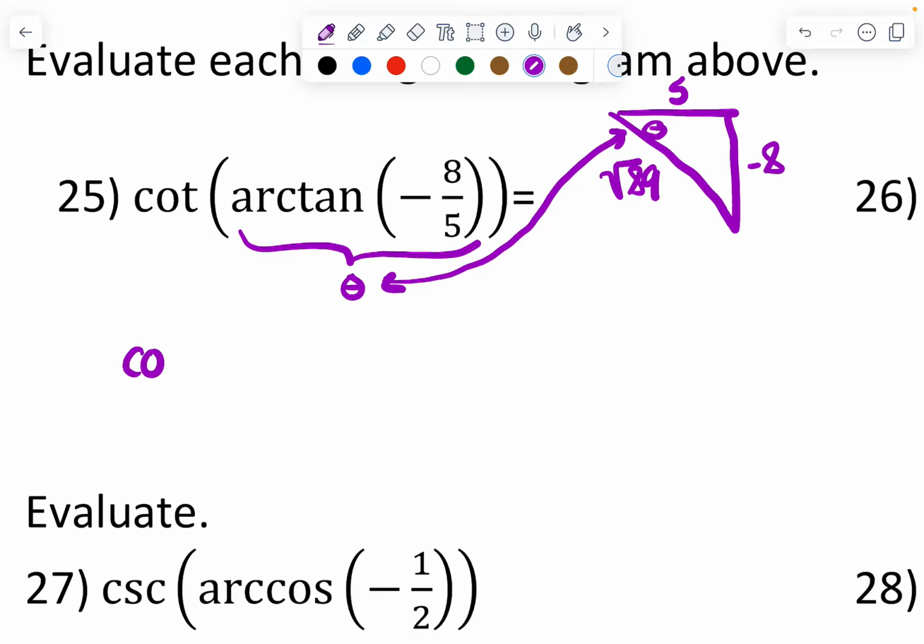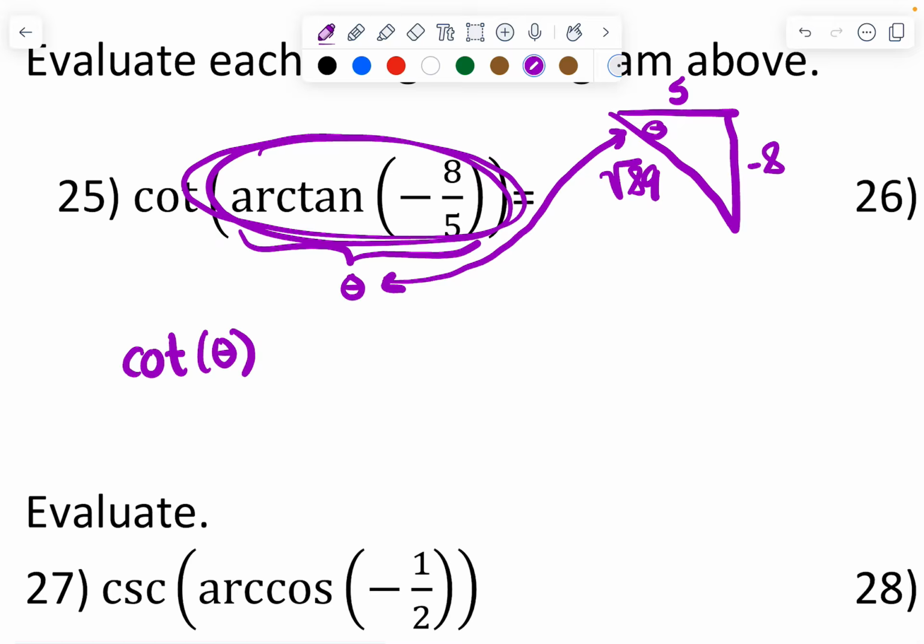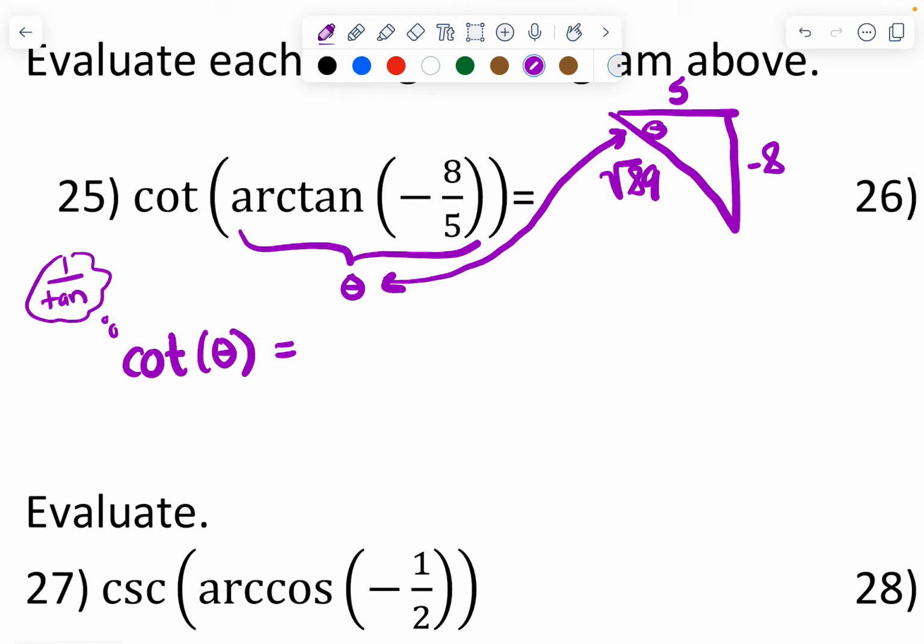So I'm essentially evaluating cotangent of theta, all right? All of this is theta. Do we know theta? No, we don't need to because we have the triangle specific to that theta. So cotangent theta, if I think of tangent, it's going to be opposite over adjacent. Cotangent is 1 over tan. So it's going to be the reciprocal, which means I can flip it. So I end up with opposite over adjacent. Opposite of my theta is the -8. The adjacent side is 5. So we have -8 over 5.